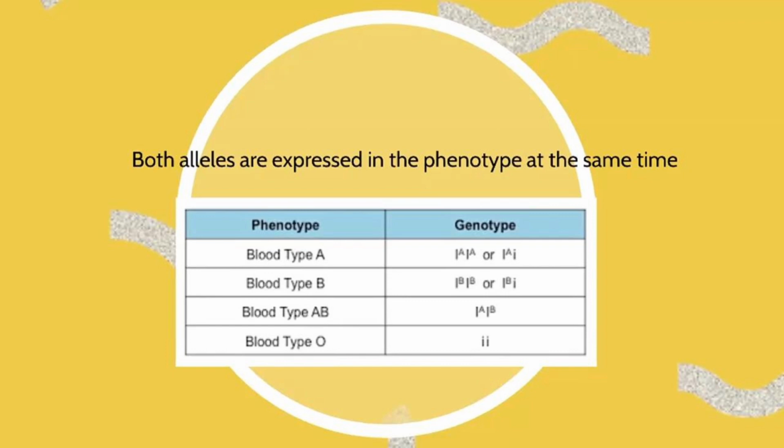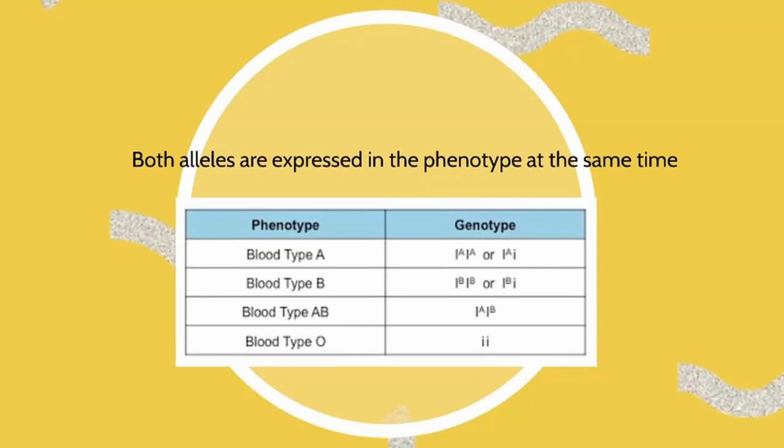We've probably all heard about blood type, and there are four blood types that you can have. You can have blood type A, blood type B, blood type AB, or blood type O. There are different genotypes that can result in these phenotypes. Like I said, with blood type, this is coded for by codominant alleles. So for blood type A, you can either have two blood type A alleles or a blood type A and a blood type O allele.